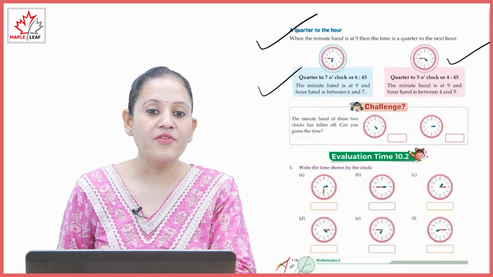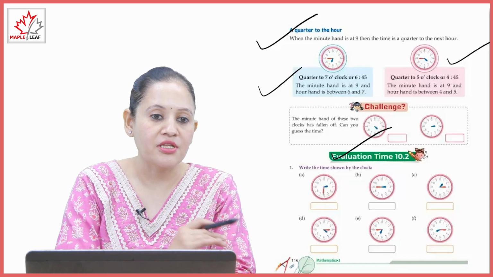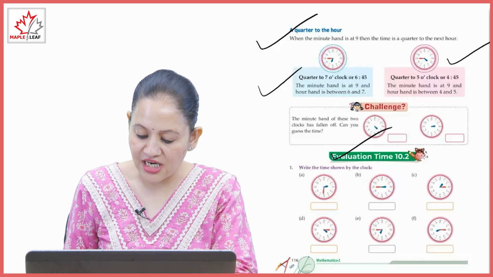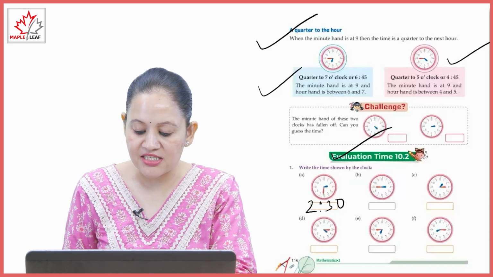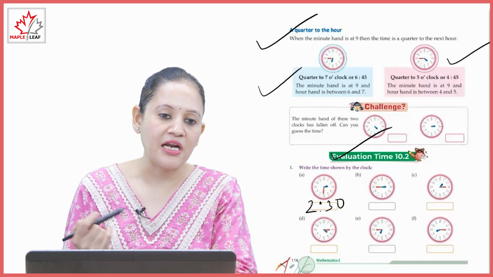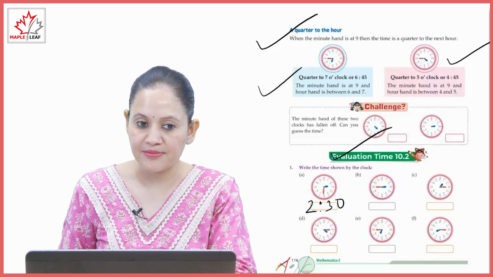Next is evaluation time 10.2. Write the time shown in the clock. So in this clock the time is 2:30 because the minute hand is at 6 and the hour hand is between 2 and 3. So we can say half past 2 or 2:30. Clear?